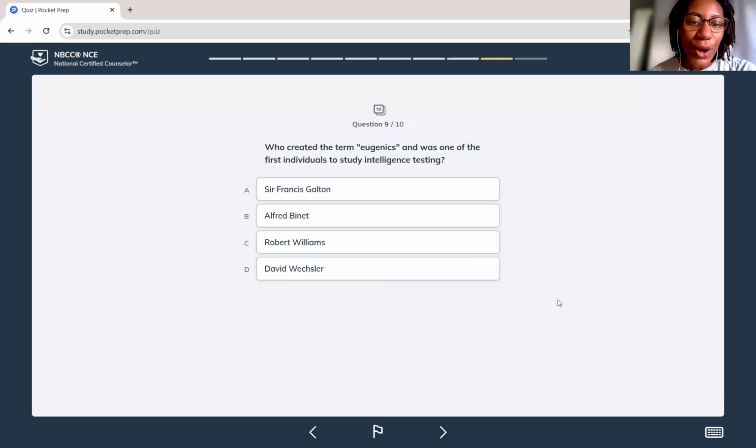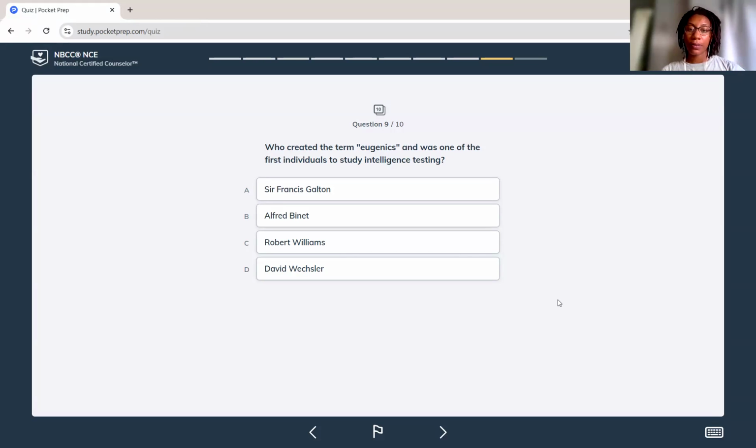Question 9. Who created the term eugenics and was one of the first individuals to study intelligence testing? Who? This is knowing your theorists. You should study all of those theorists. You should know those terms. That way you know when to eliminate and when to pick them. Don't just guess and keep going. Learn the question, learn the answer choices. People who pass learn these things, okay?